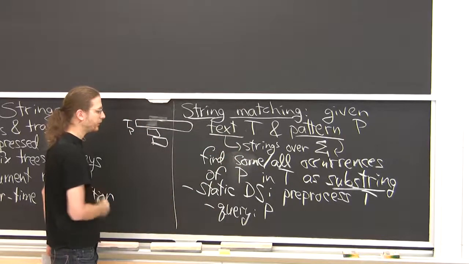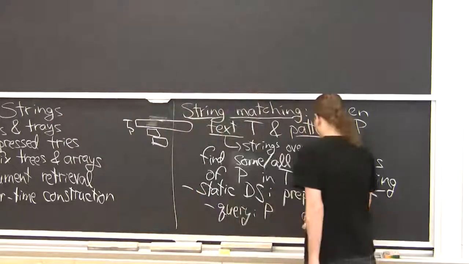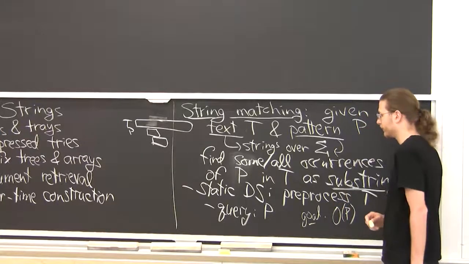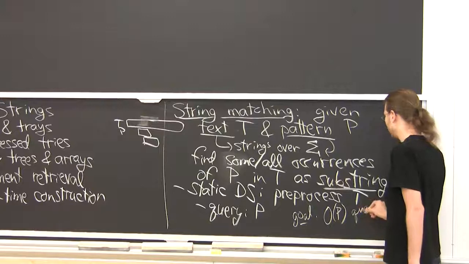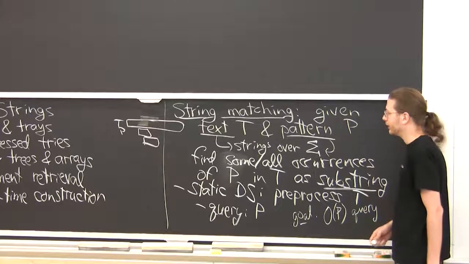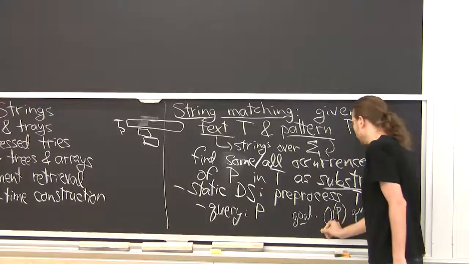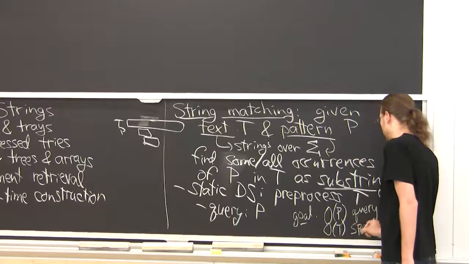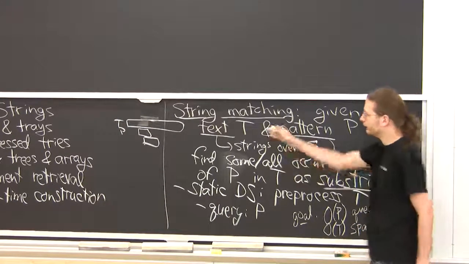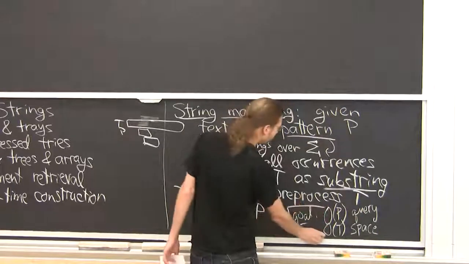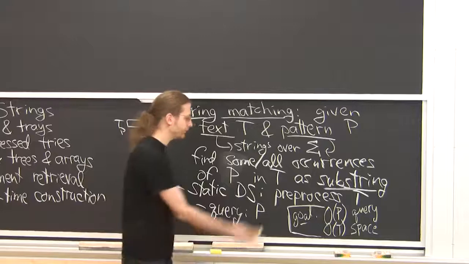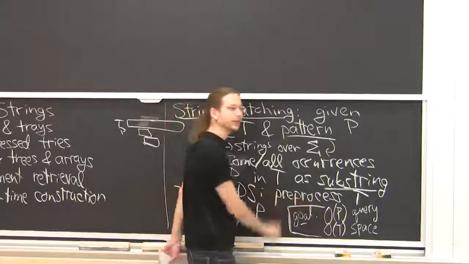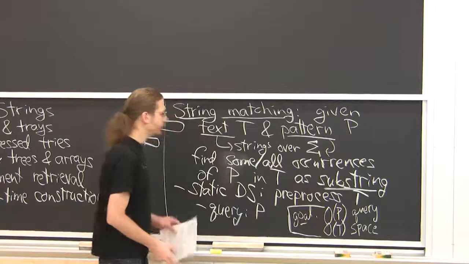And we'd like to spend something like order P time to do a query. That would be ideal, because you have to at least look at the query, and you don't really want to spend time looking at the text. You'd also like something like order T space. We don't want the space of the data structure to be much bigger than the original text. So these are goals which we will more or less achieve, depending on exactly the problem you want. Sometimes we'll achieve this, sometimes we'll achieve almost this. But these are really nice running times and space. It's all optimal.